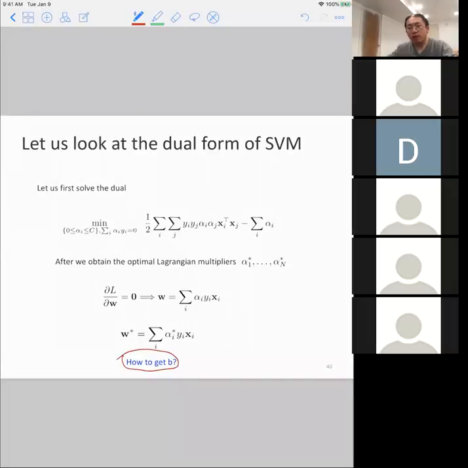The most complicated part is here. It's not very easy to get B. Why? Even if you take a look at the gradient of the Lagrange function with respect to B, if you still remember, this is a summation of alpha i yi, which is 0. You have no terms which contain B such that you can derive B in terms of whatever. B just disappears, right? So how can we obtain B?